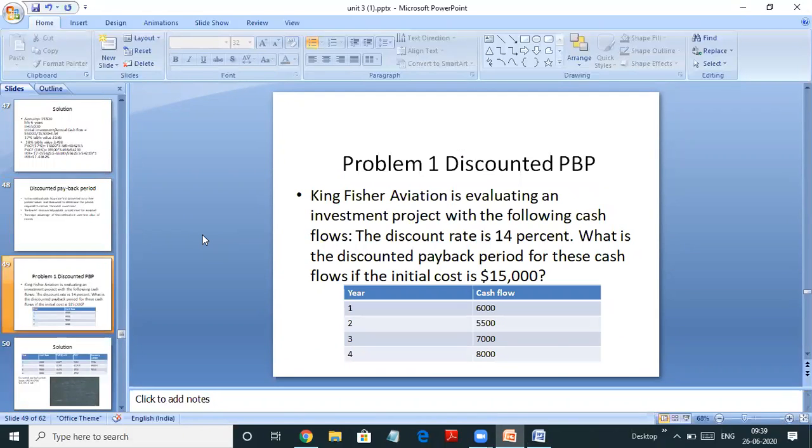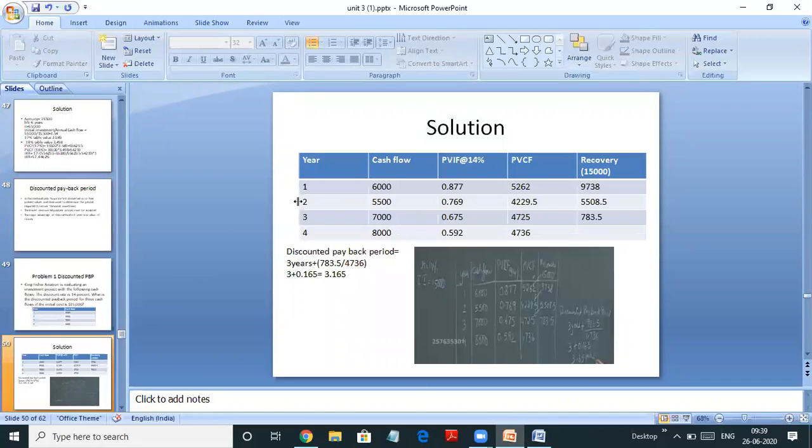So the first problem: Kingfisher Aviation is evaluating an investment project with the following cash flows. Discount rate is 14%. What is the discounted payback period for these cash flows if the initial investment is 15,000? So these are the cash flows. First we'll find the present value of cash flows and then we'll see the payback period. 14% is the rate, so we'll see the present value interest factor at 14%.